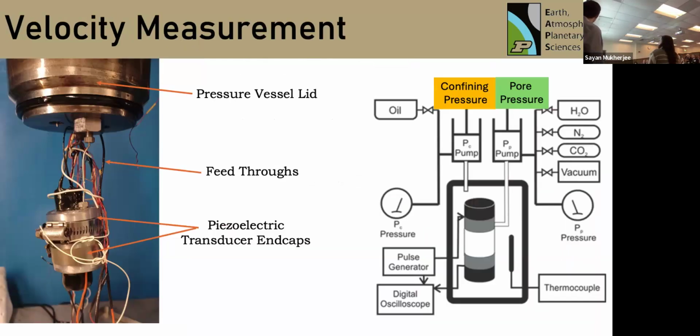Okay, so you can see here the arrangement of the pressure vessel. We just put the sample in between these two end cap transducers, and we put it under pressure up to 200 MPa, and we just take the time for the wave to transit through the sample.